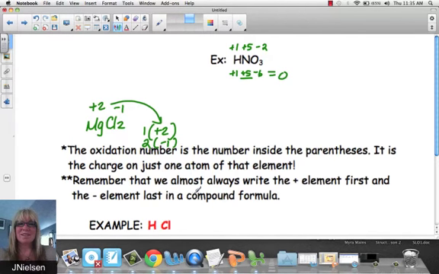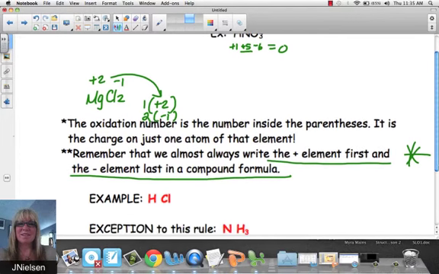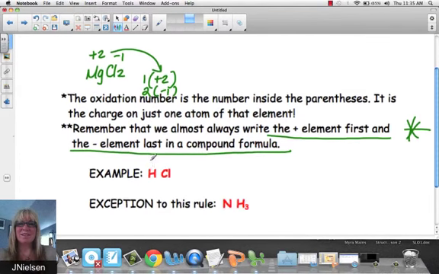Remember that we always write the positive element first and the negative element last in a compound. This is extremely important. So when we look at MgCl2, Mg is positive, we write it first. The Cl is negative, we write it second. So let's look at an example. H is +1, Cl is -1. H2O, H is +1, O is -2. Positive, negative, positive, negative.